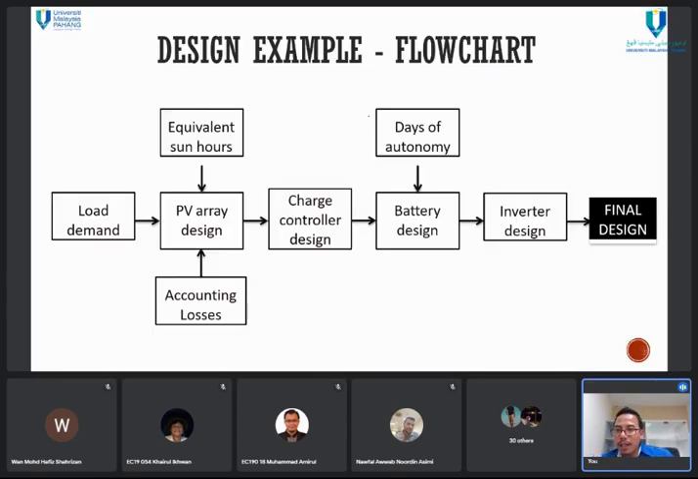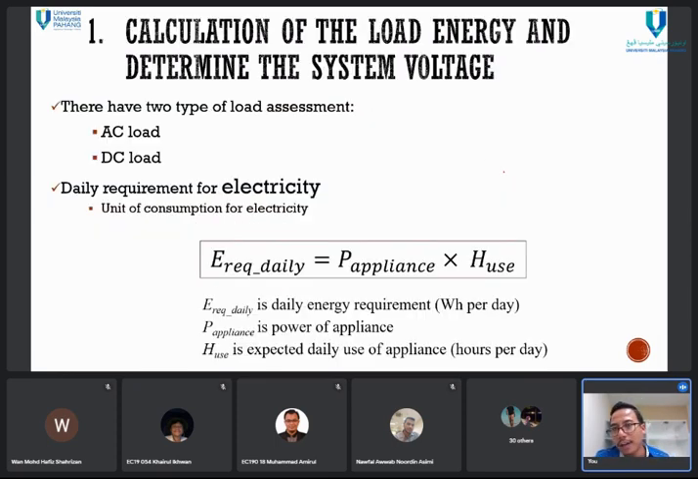Alright, this is an example flowchart: load demand, PV array design, and so on. Just forget that. Okay, so this is the part: calculation of the load energy and determine the system voltage. So the point here is the load energy and determining the system voltage.